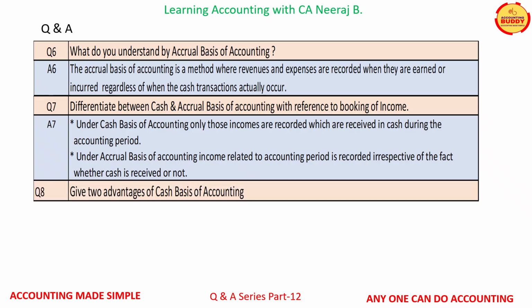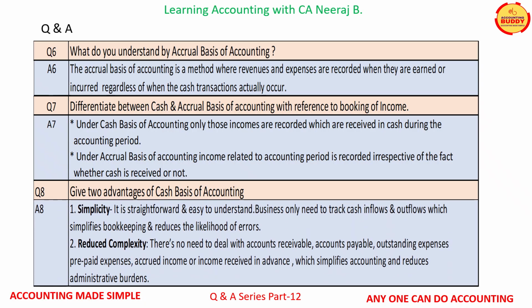Question number 8. Give two advantages of cash basis of accounting. Advantage number 1, simplicity. It is a straightforward and easy to understand method. Businesses only need to track cash inflows and outflows, which simplifies bookkeeping and reduces the likelihood of errors. Advantage number 2, reduced complexity. There is no need to deal with accounts receivables, accounts payables, outstanding expenses, prepaid expenses, accrued income, or the income received in advance, which simplifies the accounting and reduces administrative burden.